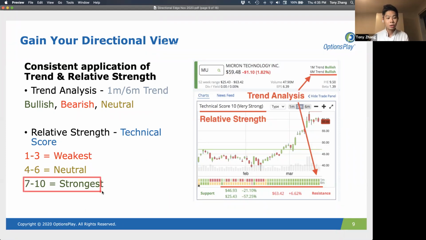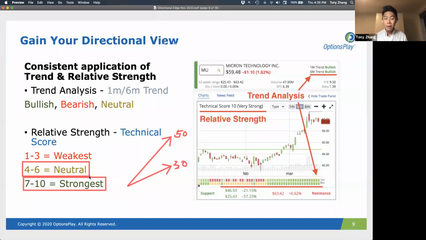Now, stocks that have a score of 7 to 10 are the stocks that are outperforming the market. When the markets are moving up 30%, these stocks are moving up 50%. Those are the ones that you want to identify if you're bullish. And then the ones that are 4 to 6 are neutral, meaning they're moving on par with the markets. They're basically keeping pace with the market. They're not outpacing and they're not underperforming the markets.